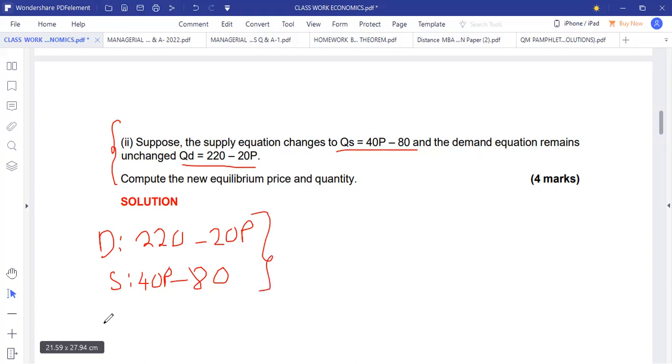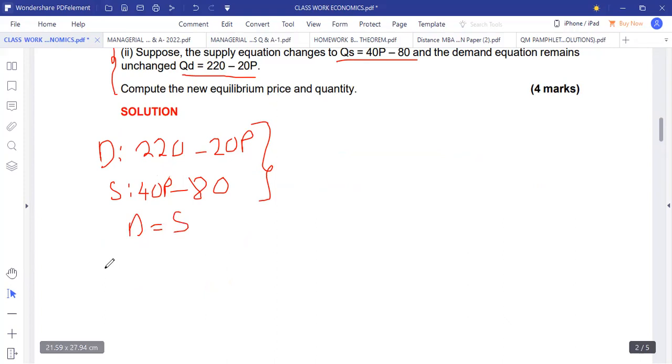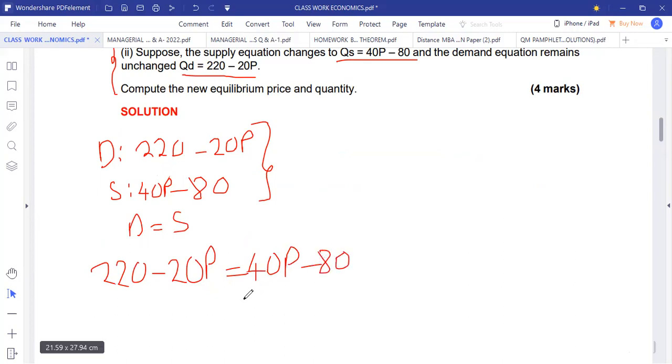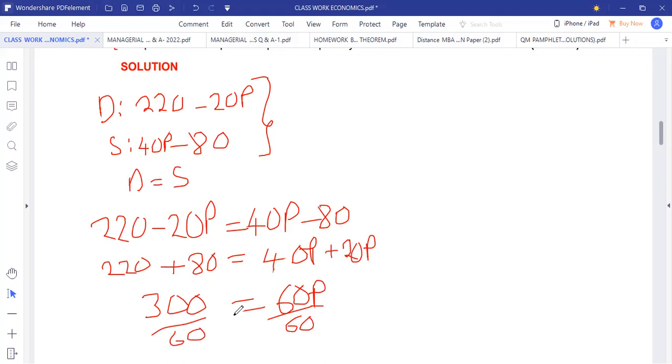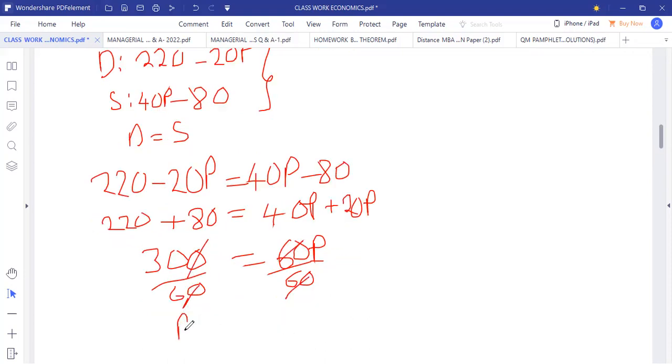What happens at equilibrium? Demand is equal to supply. So our demand is 220 minus 20p. Our supply is 40p minus 80. So to equate these two, we have 220 here, and the 80 will add when it comes aside. And here we have 40p. What happens to negative 20? When it comes aside, it will be addition. So 20. So here, addition gives us 300. Here, the addition gives us 60p. So we divide both sides by 60. So our equilibrium price becomes 5.